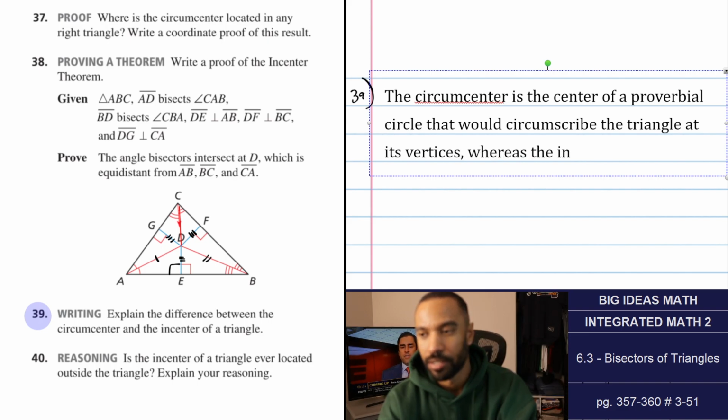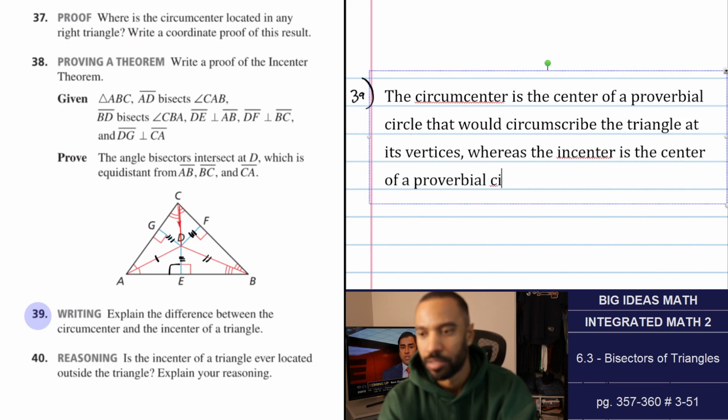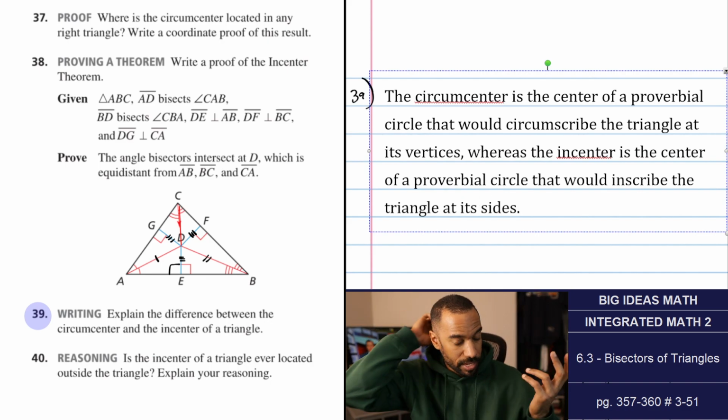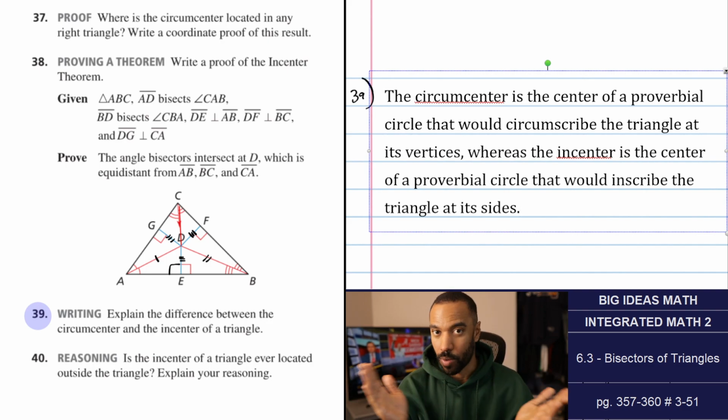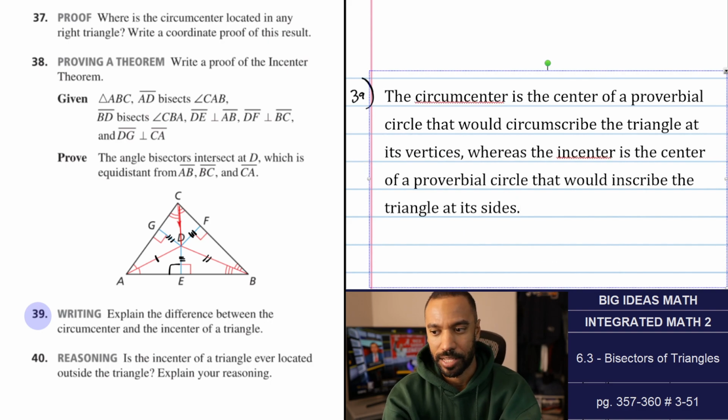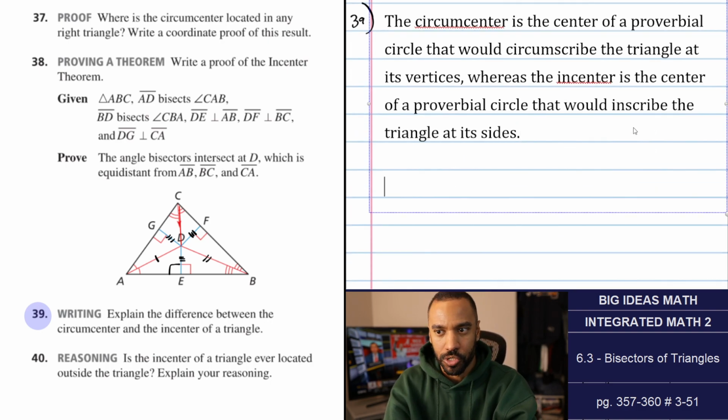Whereas the incenter is the center of a proverbial circle that would inscribe the triangle at its sides. And the implication, of course, is it's at the closest distances there. That's what the inscribe part talks about. That's one portion of it. There are other things we could say. So that's one thing I'm going to say. That's the end result of what you get.